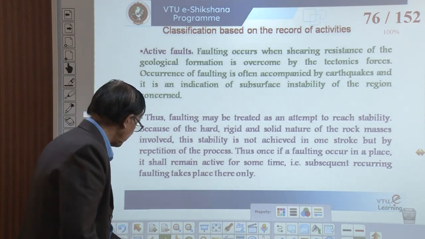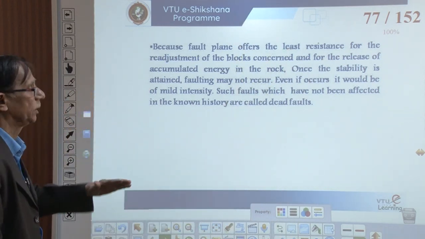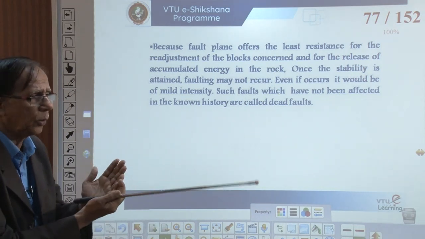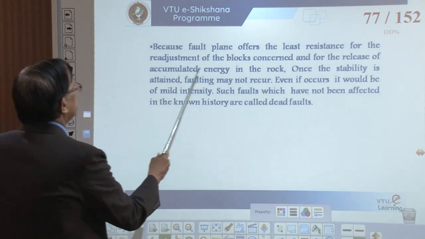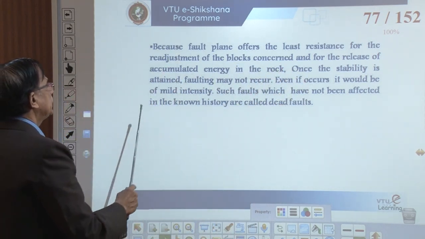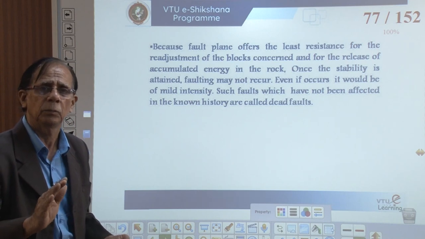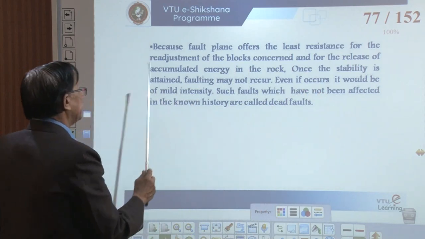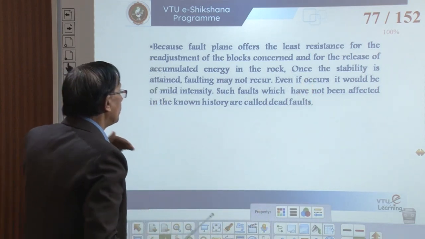That is an active fault. Now, because the fault plane offers the least resistance for readjustment once the cracks are formed, the blocks may have moved along it. Readjustment of the block concerned and the release of accumulated energy in the rock take place. Once stability is attained, faulting may not occur along that plane because energy is released. Even if it occurs, it may be of mild intensity.